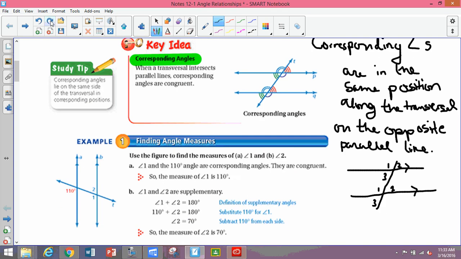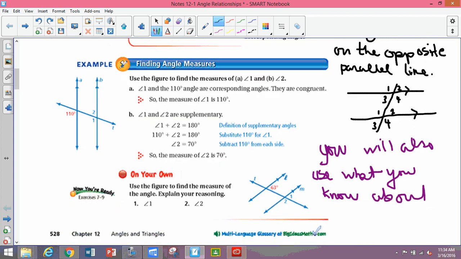So in this example, I show you with numbers. So 1 equals 1, 2 equals 2, 3 equals 3, 4 equals 4. 1 and 1 are corresponding, 3 and 3 are corresponding, 2 and 2 are corresponding, 4 and 4 are corresponding. You can see it's at the same spot on the opposite parallel line against the transversal.